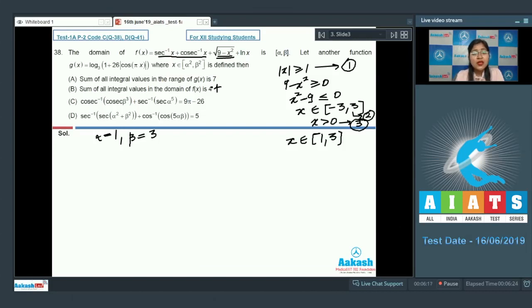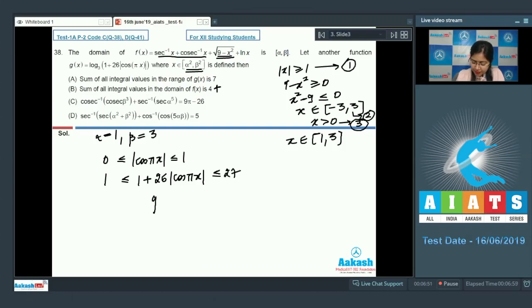Now let's find the range of g(x). So x is going from 1 up till 9. For that interval, mod of cos pi x will go from 0 to 1. So 26 times this will go from 0 to 26. So we can say that 1 plus 26 times mod cos pi x will go from 1 up till 27, which means that g(x) will belong from 0 up till 3. So this is the range of g(x). The sum of all the integral values will again be 0 plus 1 plus 2 plus 3, that will be equal to 6. So this option is also incorrect.